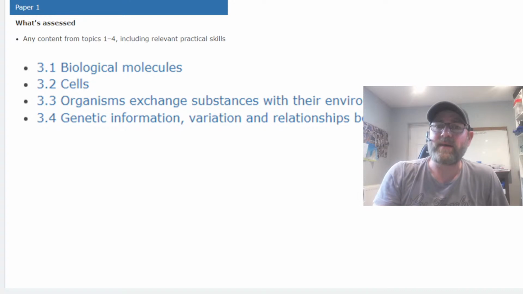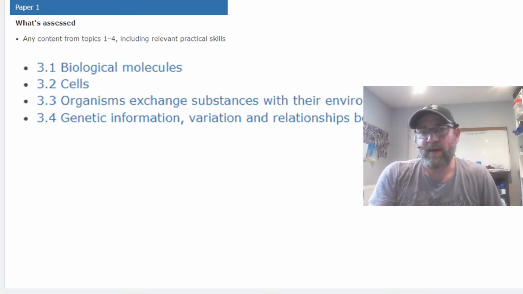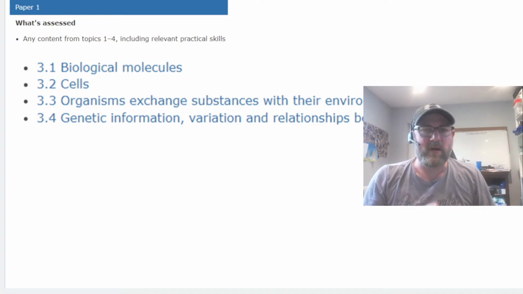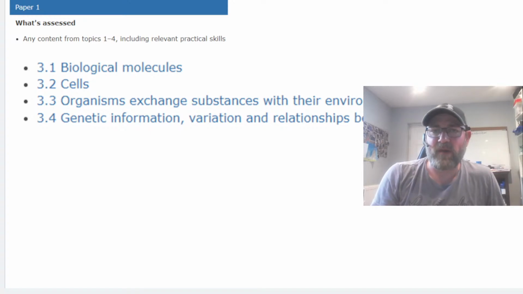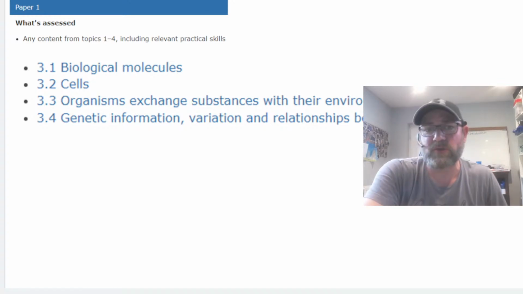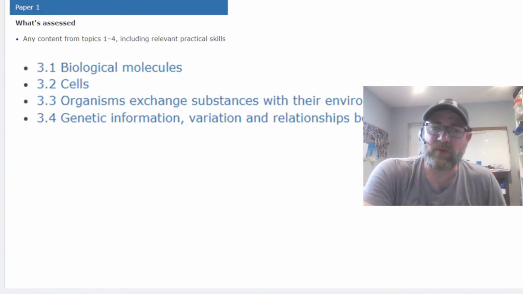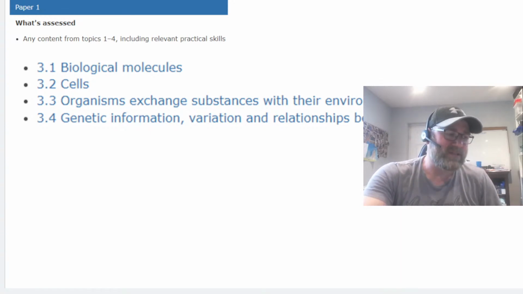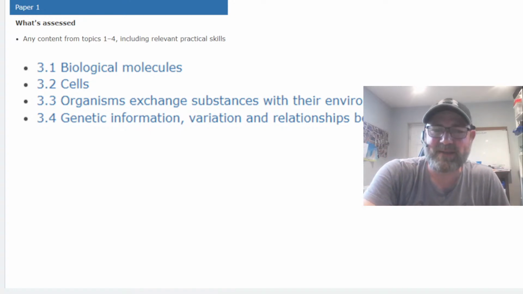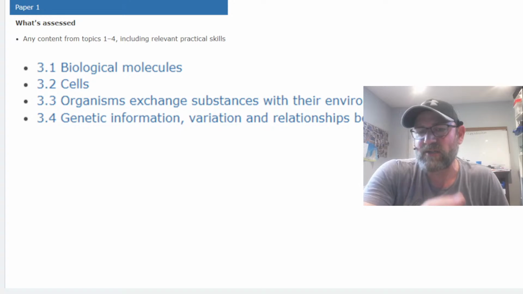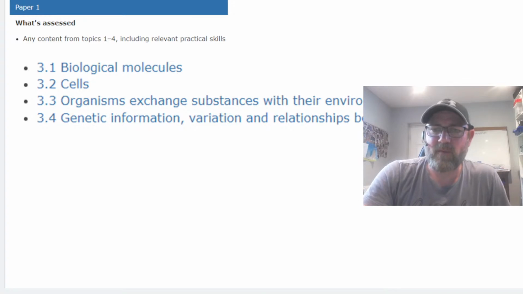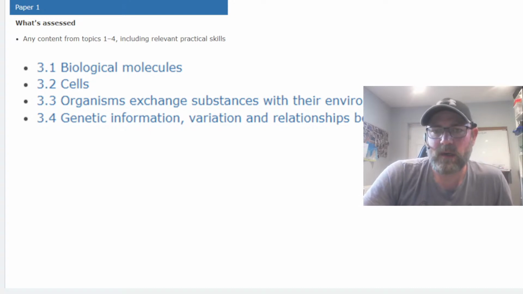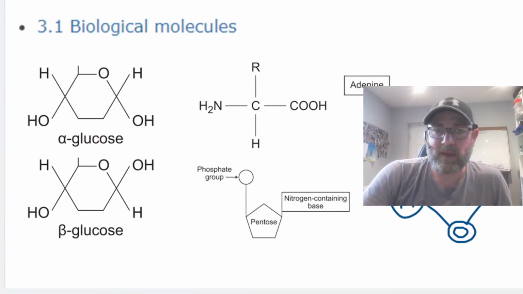DNA, so you're going to learn more about DNA and the structure of it, and RNA. And also a molecule some of you may have heard of, ATP, when we talk about respiration. And water, which is the most important molecule for life on Earth. So you're going to learn a lot about water as well. So there's a whole section on that. And then there's cells. So that's just expanding on what you guys have already done on cells. And then organisms exchange substances with their environment. So this is talking about the lungs, the heart, and then genetic information, variation, and relationships between organisms. So that's paper one, the first 4 topics.